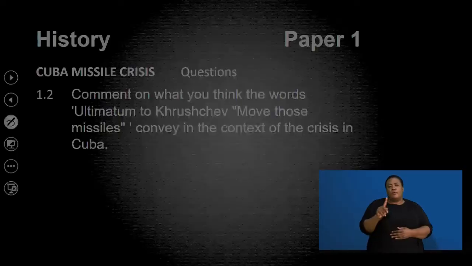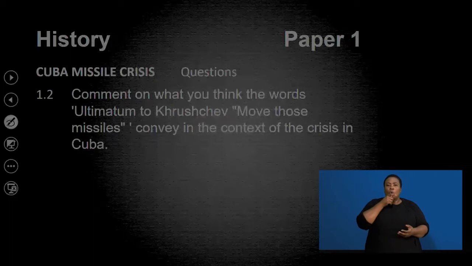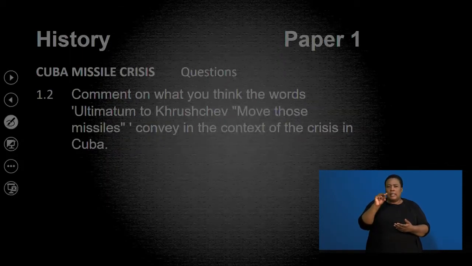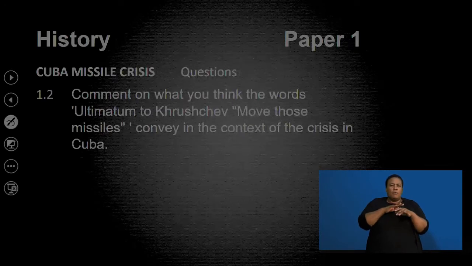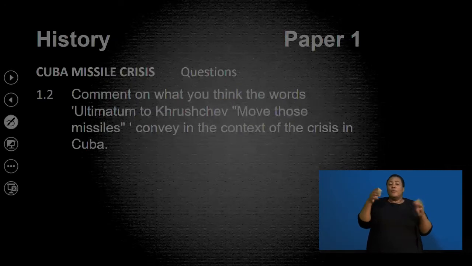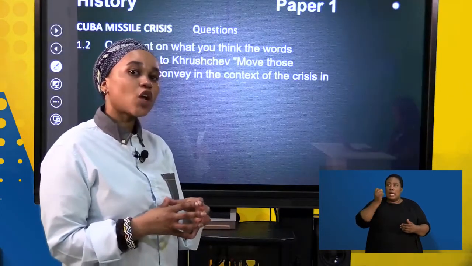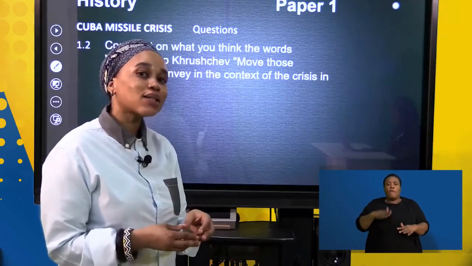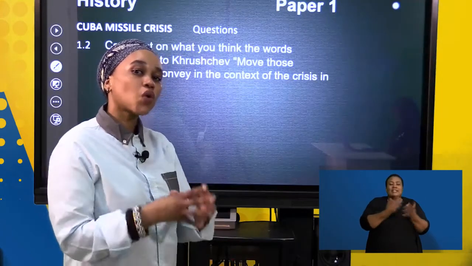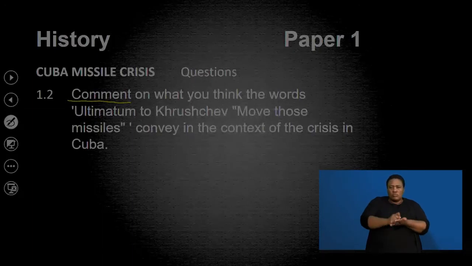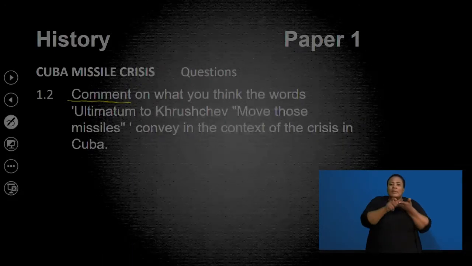It says, comment on what you think the words "ultimatum to Khrushchev, move those missiles" convey in the context of the crisis in Cuba. So again, guys, remember I told you that it's not only comprehension that we are looking for in the source. We are looking at whether you can analyze the source in order to be able to draw your own conclusions. So you need to give your own comment based on what is said in the source.